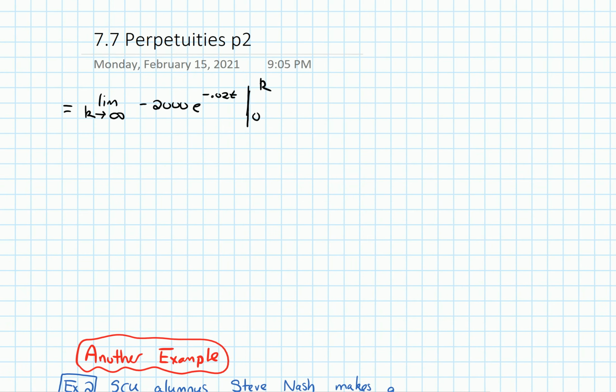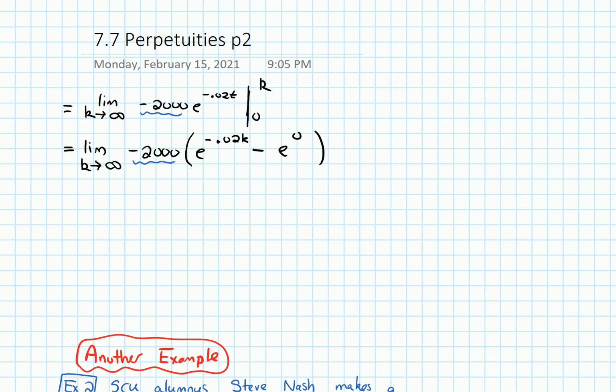All right, so I'm continuing this on the next page, so I have some more room to write. So now let's plug in. We get the limit as k goes to infinity. With the negative 2000, since that's multiplying this term, I'm just going to keep that factored out. And then I'm going to plug in the k and the 0. If I plug in k, we get e to the negative 0.02k minus what I get when I plug in the 0. And when I plug in 0, we're going to get e to the 0. Notice again that the negative 2000 I have just factored out.